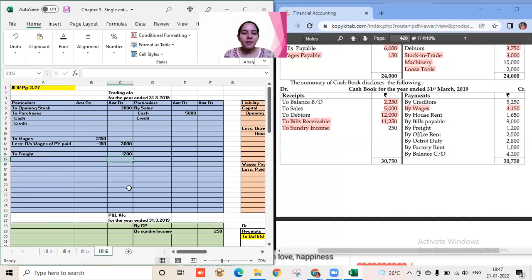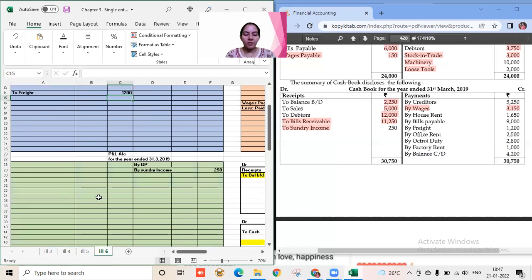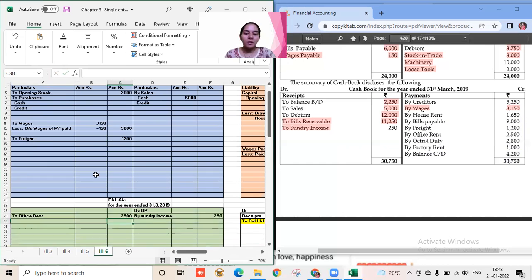Second one, office rent has to go to the P&L. So keep one line blank and on the next line write to office rent 2,500, no adjustment, outer column. Next is octroi duty. Where do we write the octroi? Generally it is assumed octroi is paid on the raw material. Okay, so octroi duty is again put to the trading account.